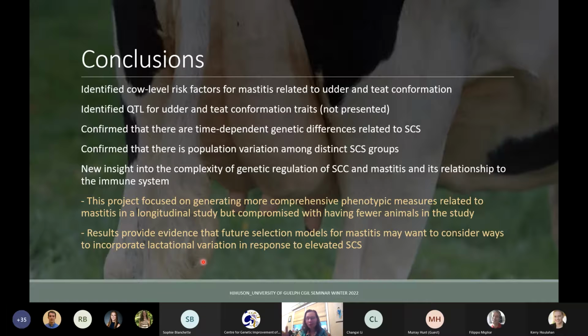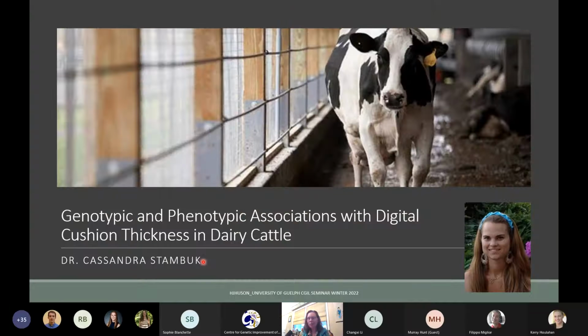So that wraps up all the good stuff I'm going to tell you about mastitis and takes us into what we learned about lameness. This particular study was run by my graduate student, who's now Dr. Cassandra Stambuk. She's working on dairy extension at this time point.